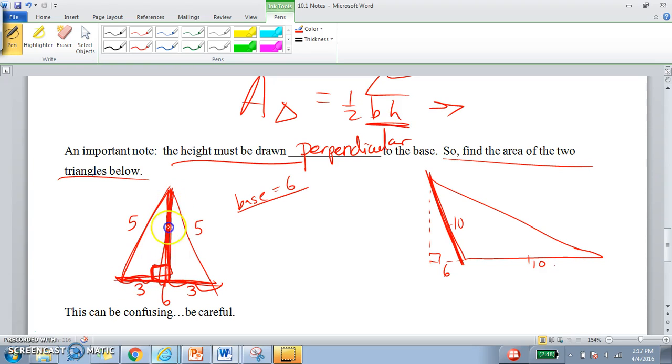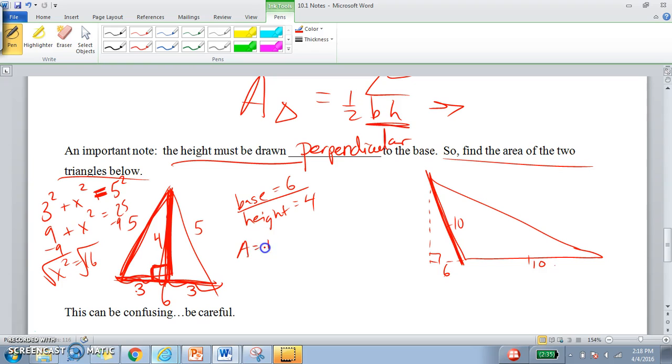So to figure out this missing piece, I can just use the Pythagorean theorem. So it would be a squared plus b squared equals c squared. 5 would be the hypotenuse, so I have to set it up like this. 3 squared plus x squared, or you can use h if you want since it's the height, equals 5 squared. 3 squared is 9, 5 squared is 25. We would subtract this from both sides, so x squared would equal 16. When I square root that, this would be 4. So my height would be 4.